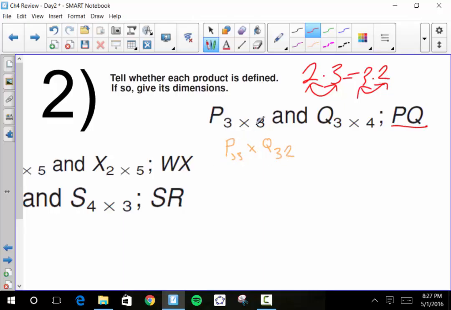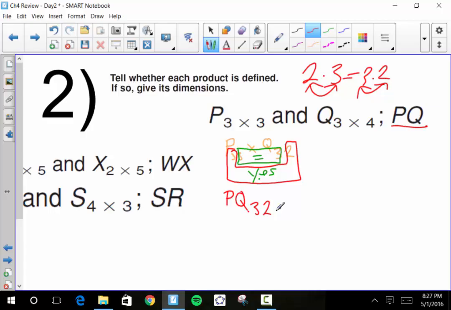And then this is how you figure it out. See these inner numbers right here, this 3 and this 3? If they are equal, you can multiply them. So is 3 equal to 3? Yes, it is. So you can multiply them. Now, here's how you figure out the dimensions of the new one. The dimensions of the new one are the outside numbers right here. So the new matrix PQ is a 3 by 2 matrix. That's what it turns out to be in the end.